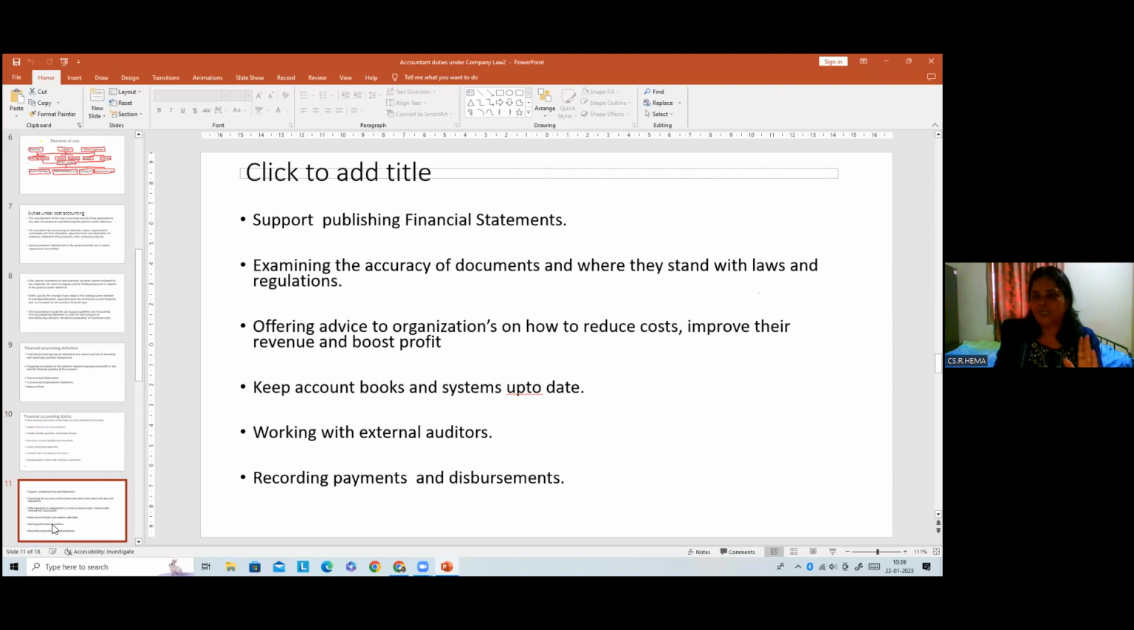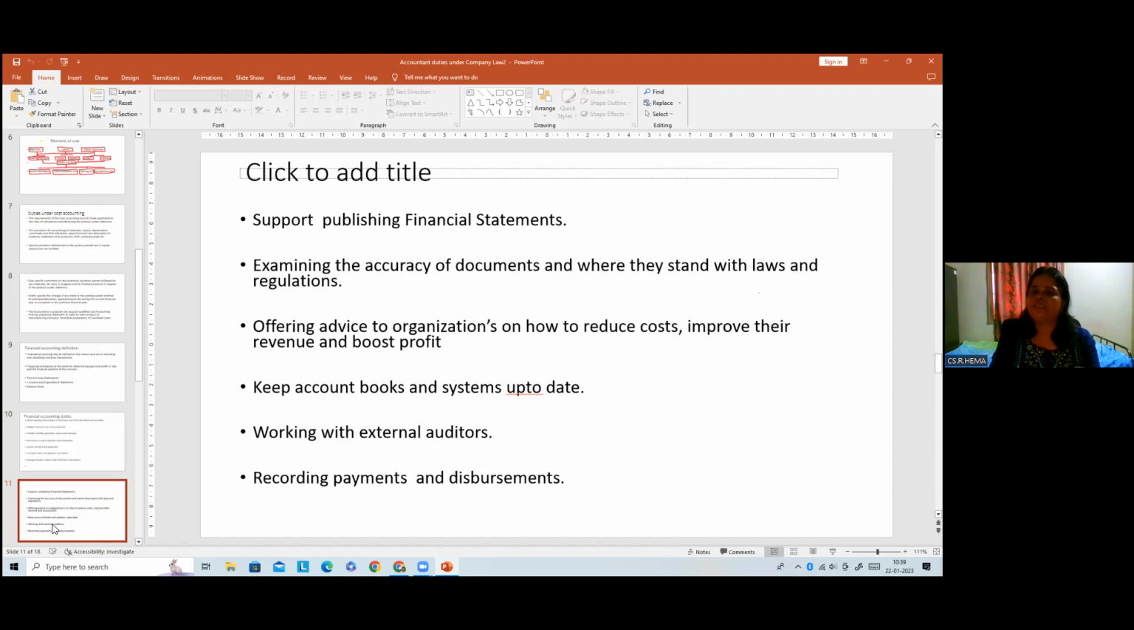Support publishing financial statements. What this point means is that a company should publish its financial statements, whether it is a private company or a public limited company. They have to publish financial statements quarterly in the regional newspaper or the English newspaper. So for that also, an accountant can do the work for them.